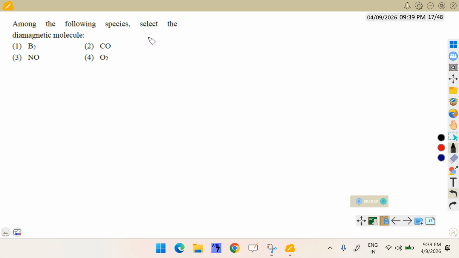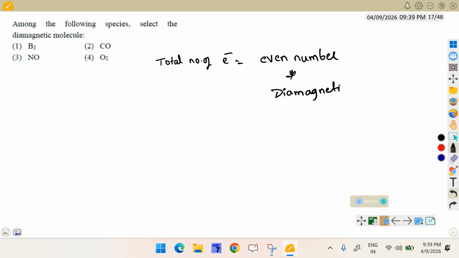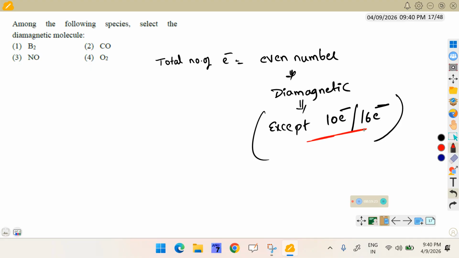Among the following species, select the diamagnetic molecule. We know that if the total number of electrons is an even number, then it is diamagnetic. Exception: except for 10 electrons and 16 electrons. 10 electrons and 16 electrons are even numbers, but they are paramagnetic according to the molecular orbital energy diagram.